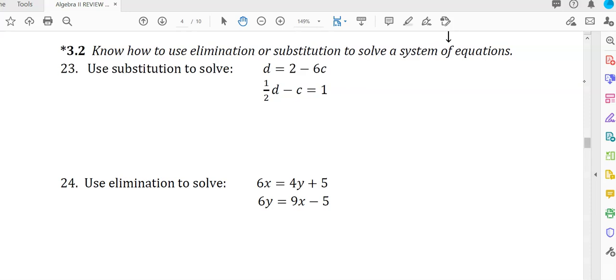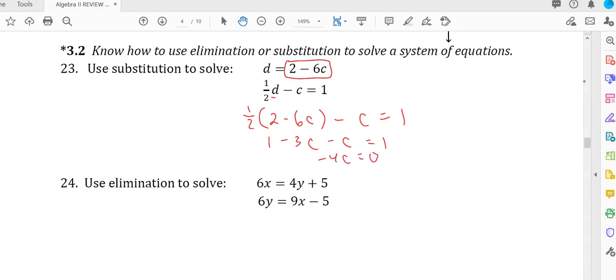Elimination or substitution. So substitution, this one's nice. We're just going to plug that in there for D. So we get 1/2, instead of D, would be 2 minus 6C, minus C equals 1. Then 1 minus 3C minus C equals 1. So I'm going to subtract 1 from both sides and add the C's together. I get negative 4C equals 0. So C equals 0.